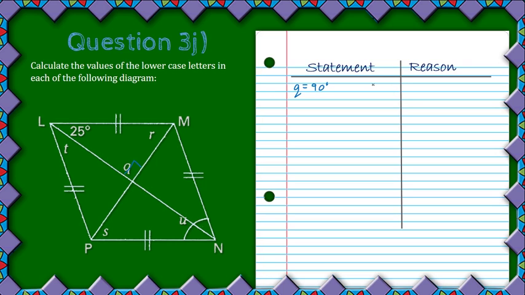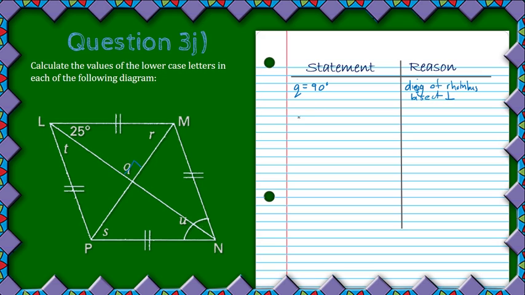And my reason for that is the diagonals of rhombus bisect perpendicularly. Alright, and then next one to solve for, I can see that if I'm working in this triangle over here, it means that the only angle that's unknown is this R.